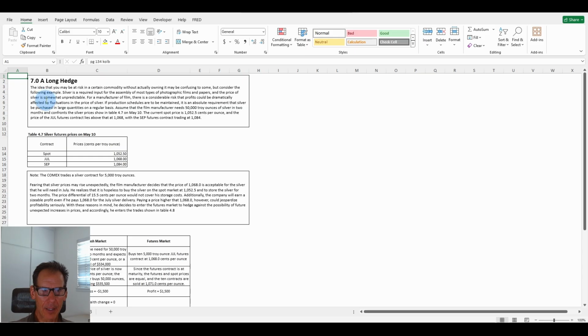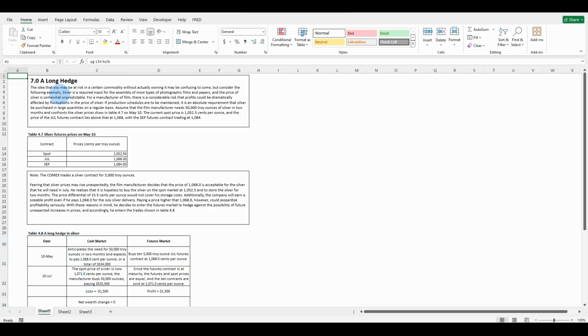Here, the idea that you may be at risk in a certain commodity without actually owning it may be confusing to some, but consider the following example. Silver is a required input for the assembly of most types of photographic films and papers, and the price of silver is somewhat unpredictable. For a manufacturer of film, there is a considerable risk that profit could be dramatically affected by fluctuations in the price of silver.